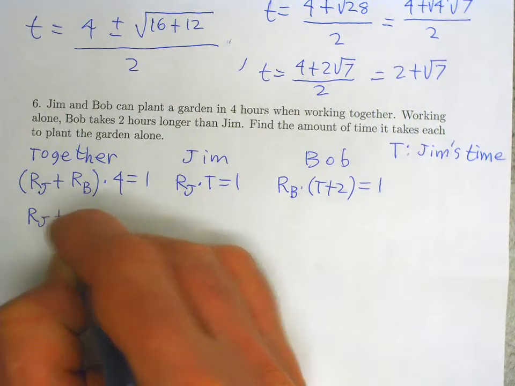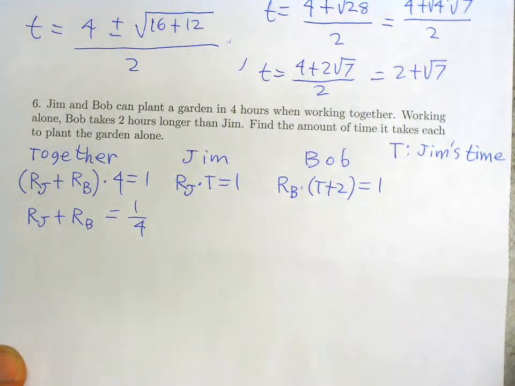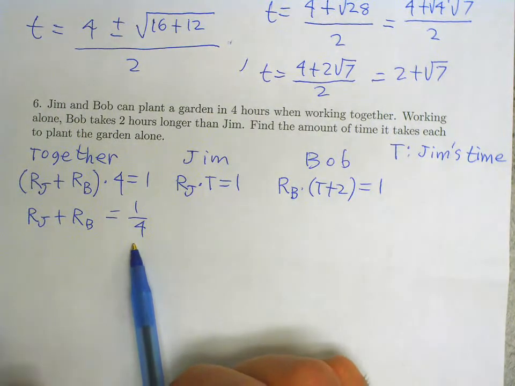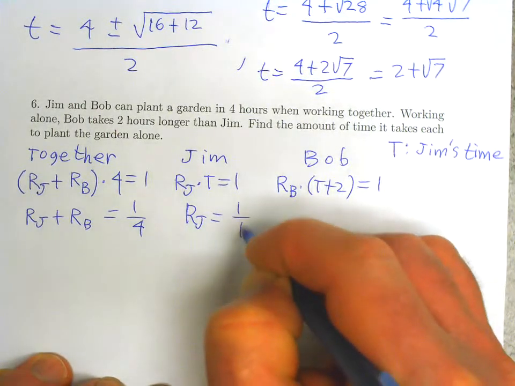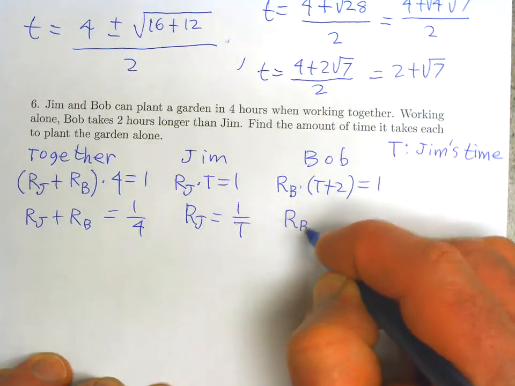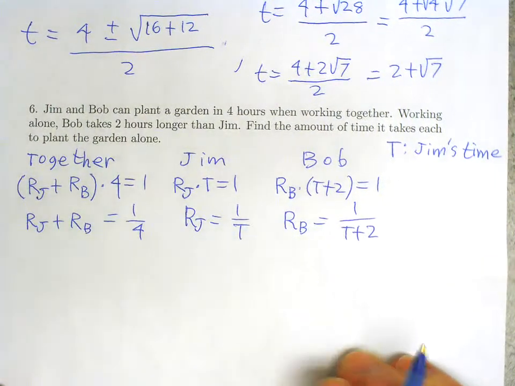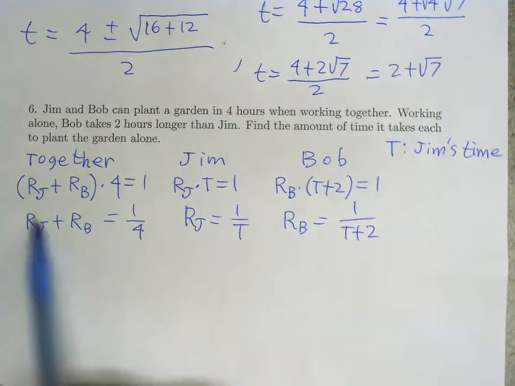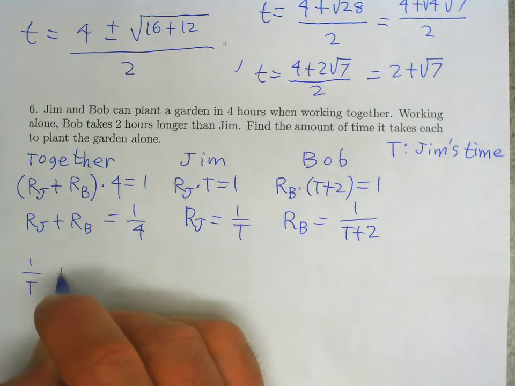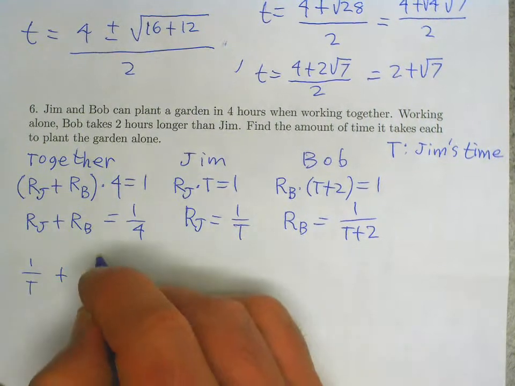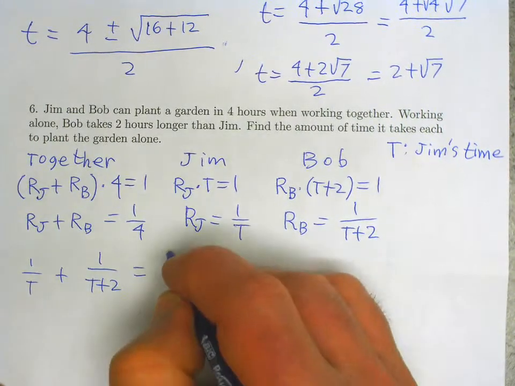Jim's rate plus Bob's rate is 1/4, meaning that they can plant 1/4 of the garden per hour. Jim's rate is 1/T, and Bob's rate is 1/(T plus 2). And then we're going to replace Jim's rate with 1/T in this equation. So we get 1/T plus Bob's rate, which is 1/(T plus 2). And the sum of the rates is 1/4.